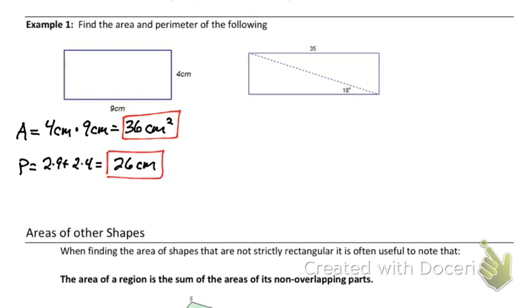In other words, it's just 9 plus 9 plus 4 plus 4. Or, like Alicia did, she did 9 plus 4 times 2. Either way, it all works. Just make sure you have the sum of each one.